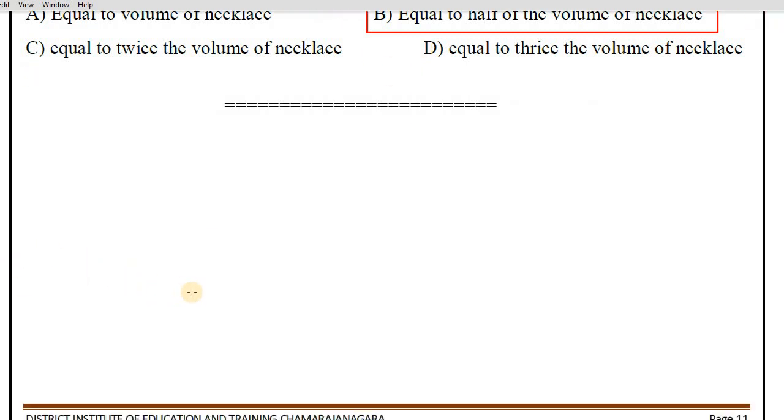So here all 40 questions we have discussed, children, and in this question paper a few wrong questions are also there. I hope you got it.